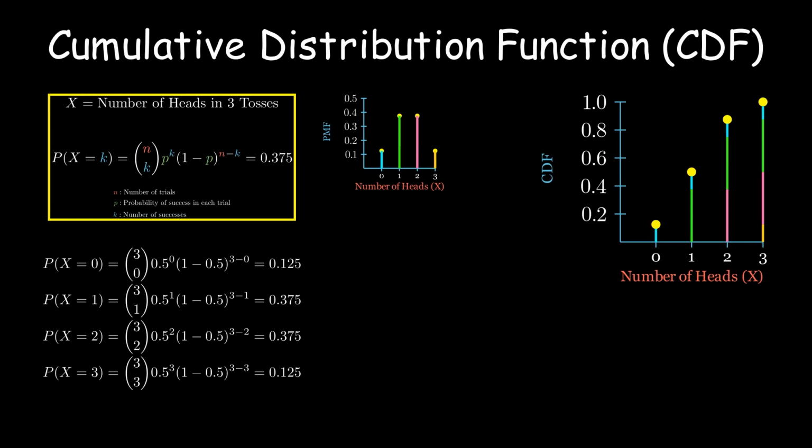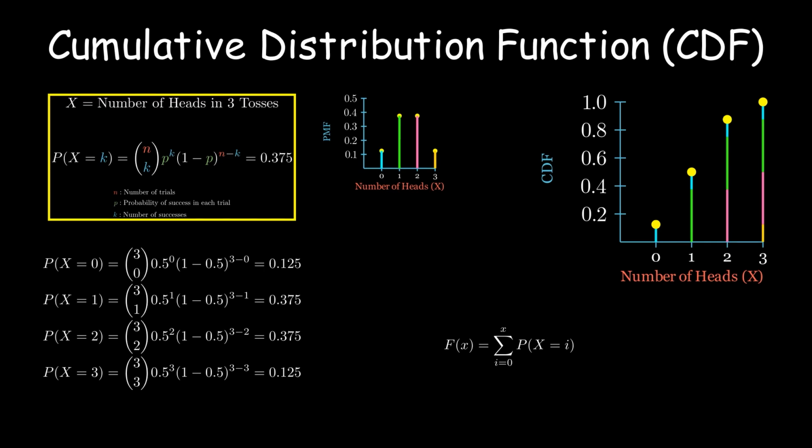As you can see from the plot, the CDF value of x is the sum of all PMF values of values less than or equal to x. For example, the CDF value of 1 is the sum of PMF values of 0 and 1, which is 0.5. Mathematically, the CDF of a random variable x at x is defined like this, where f of x is the CDF value of x. We can rewrite this equation in the form of summation of PMF values of all values less than or equal to x.